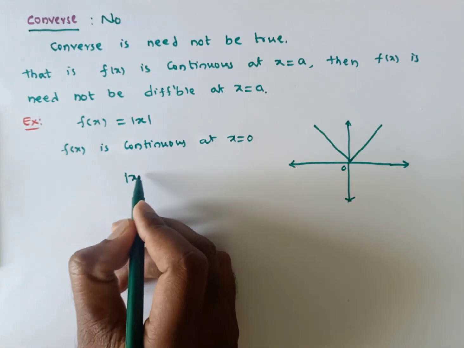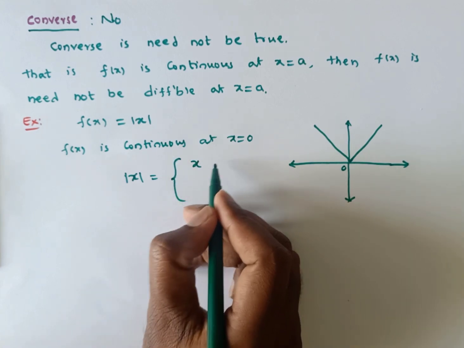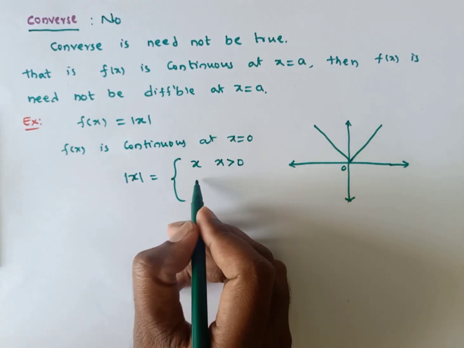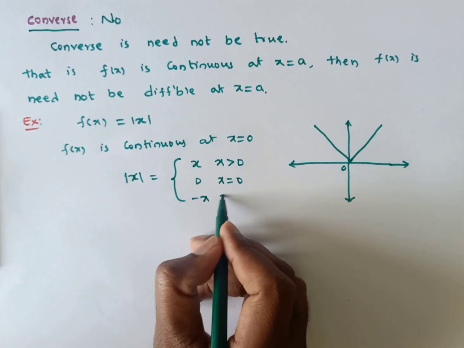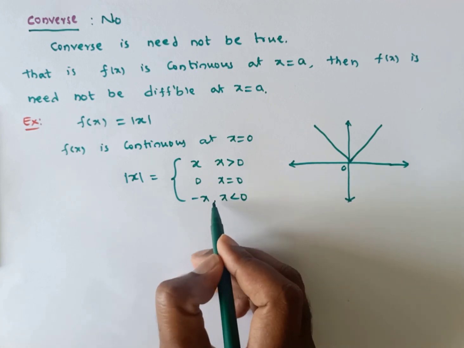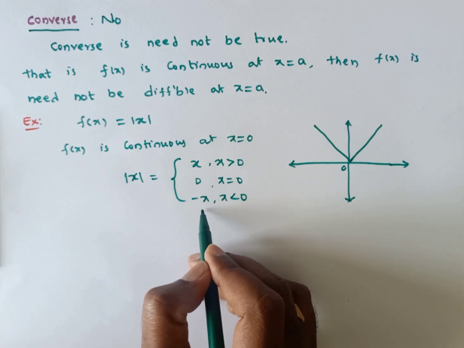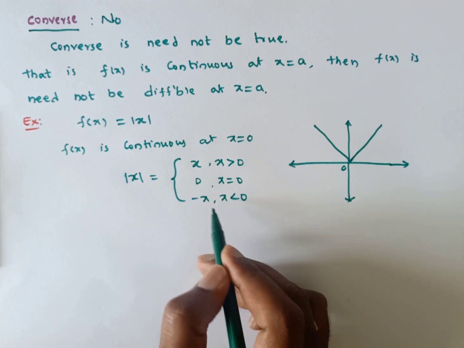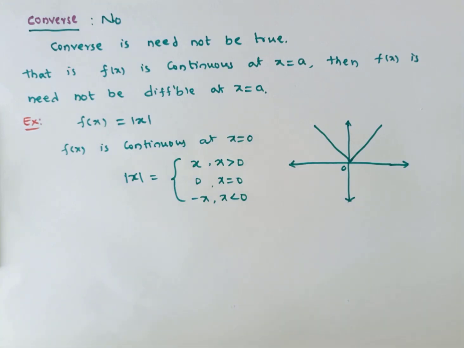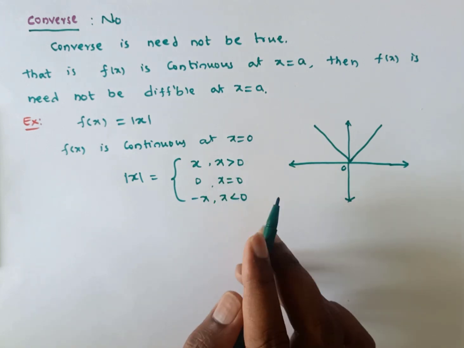So before that, let us define the function mod x. Mod x equals x when x is greater than 0, and 0 when x equals 0, and minus x when x is less than 0, right? So there are three cases. Mod x can be written as x, or as minus x, or maybe it is 0. Now let us find the derivatives. When a piecewise function is given, we must find both the left and right derivatives.